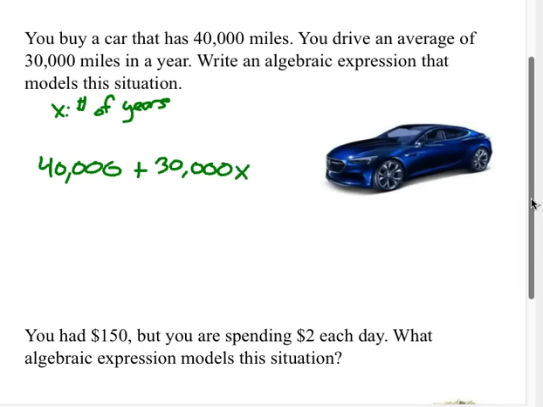So after 1 year, I'm adding 30,000 miles. After 2 years, I'll have added 60,000 miles. After 3 years, I'll have added 90,000 miles. Okay? So make sure that you understand that structure of if you're given an initial value and then how that initial value is changing. By what rate is it changing? Okay? You'll see a lot of that coming up in chapter 2. A lot more examples like these.